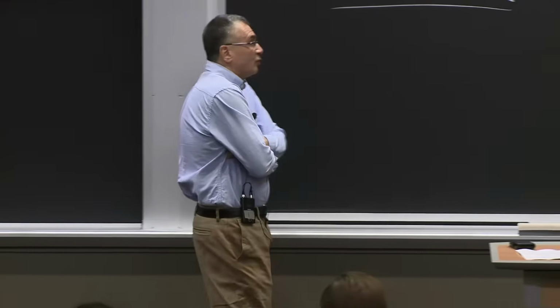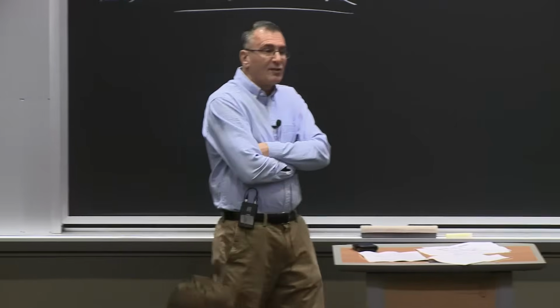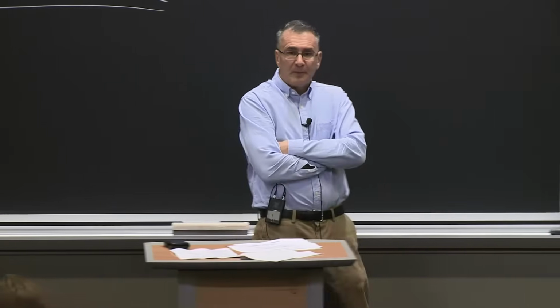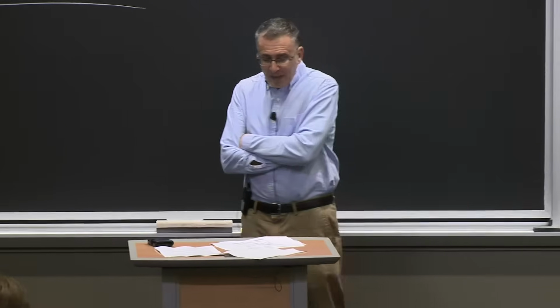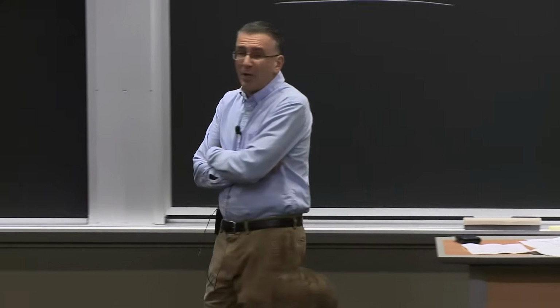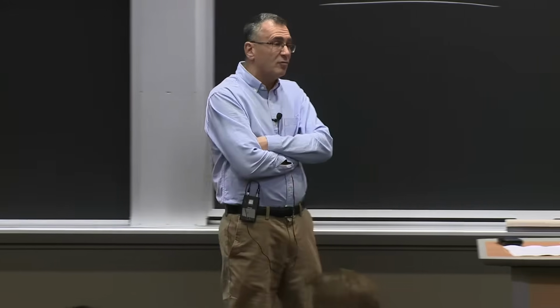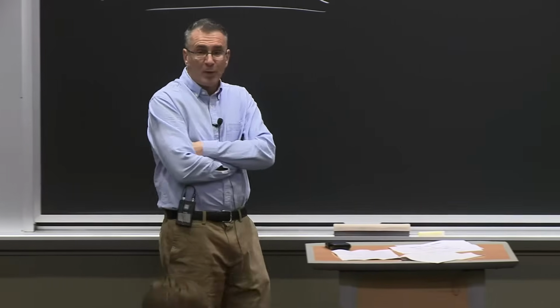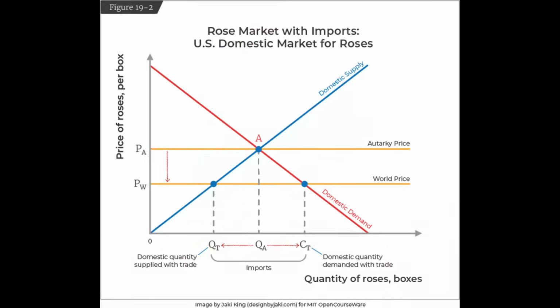And for something like roses, it's probably not bad to think of the US as a price taker in the rose market. Okay? So it's a bit of a cheat to say the US faces perfectly elastic supply in the world market, but it's not a bad cheat, and it doesn't hurt the important intuitions we'll derive. So we're going to assume the US faces a perfectly elastic world supply at price P sub W.